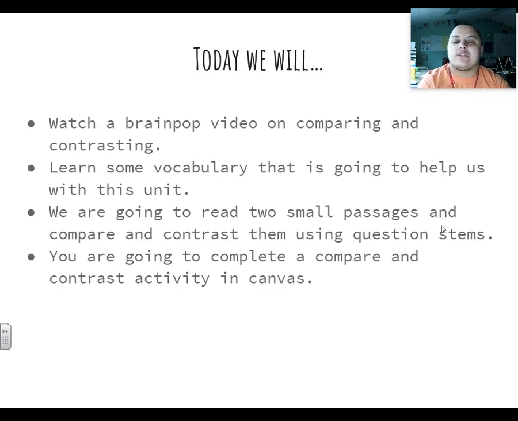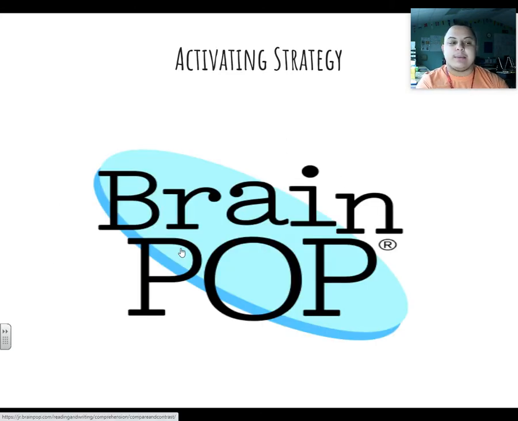So what we're going to do to start off the lesson today is we're going to watch a BrainPop video on comparing and contrasting. We have watched this video before, and we have learned about comparing and contrasting before, but we're just going to review a little bit of these skills before we get into the actual connections that it makes. We're going to learn some vocabulary that's going to help us with this unit. We're going to read two small passages and compare and contrast them using question stems, and then you're going to complete a compare and contrast activity in Canvas, but you are going to be using a Venn diagram, which we're going to talk about in just a second. So let's start with this BrainPop video.